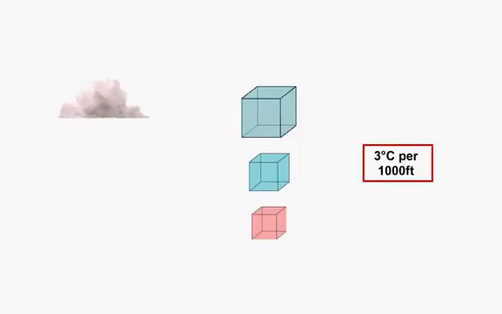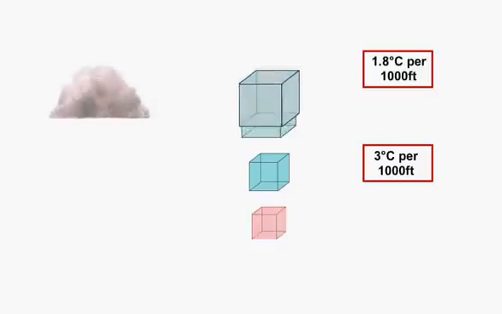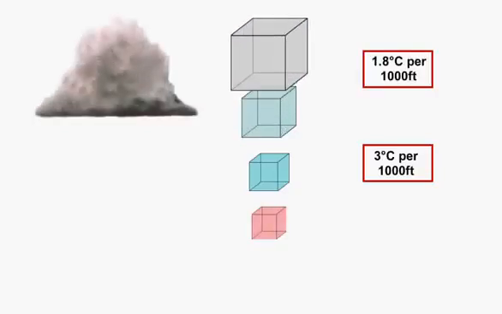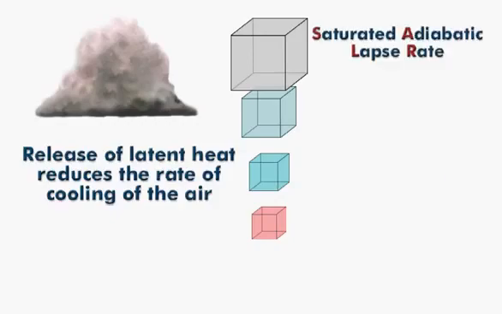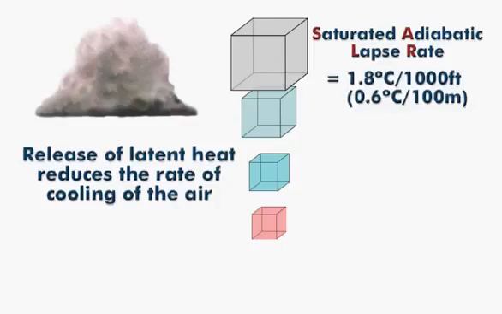If the process of lifting and cooling continues, then more vapour condenses, releasing more latent heat. The release of latent heat has the effect of slowing down the rate of cooling. Therefore, the lapse rate in saturated air, that is cloud, will be very different to that of unsaturated air due to the release of latent heat. This new lapse rate is called the saturated adiabatic lapse rate, or SALR, and is on average 1.8 degrees Celsius per 1,000 feet of lift, or 0.6 degrees Celsius per 100 meters. This is the rate at which saturated air will cool if forced to rise.